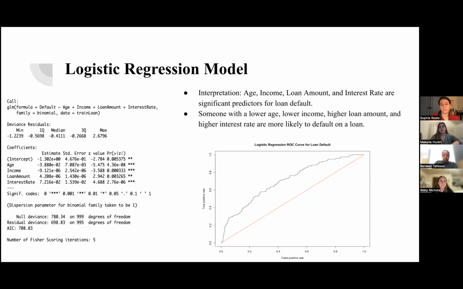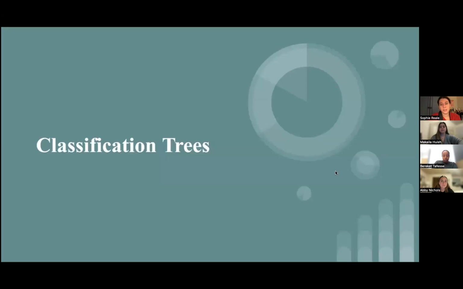We were not surprised to find that someone with a lower age, lower income, higher loan amount, and higher interest rate are more likely to default on a loan. However, we were surprised that more of the predictors were not significant. And our next step was to explore how our data performed with classification trees.